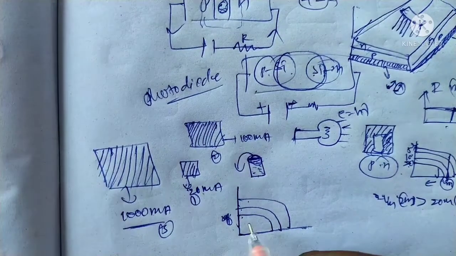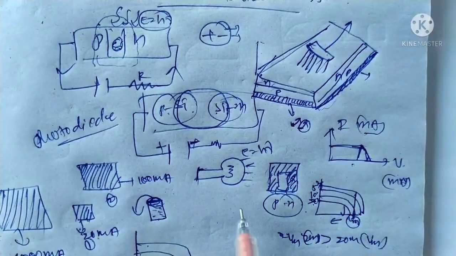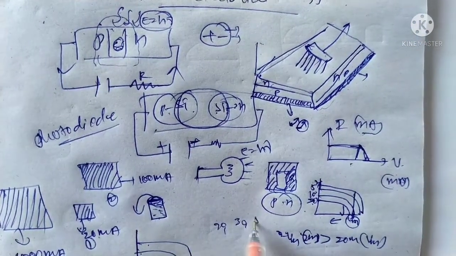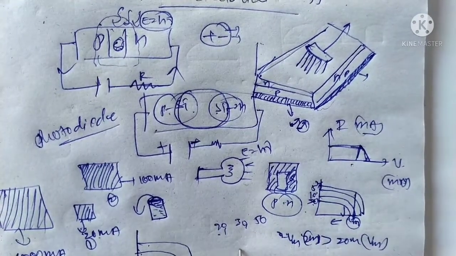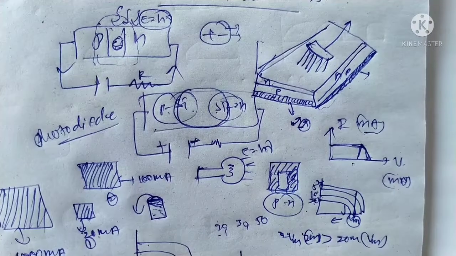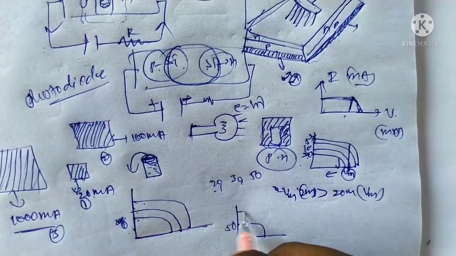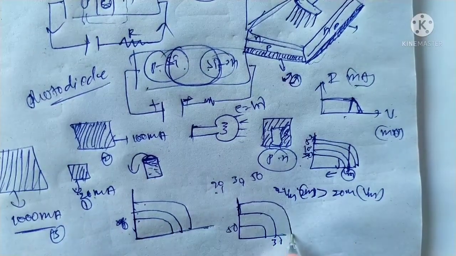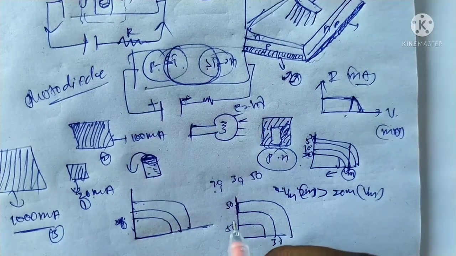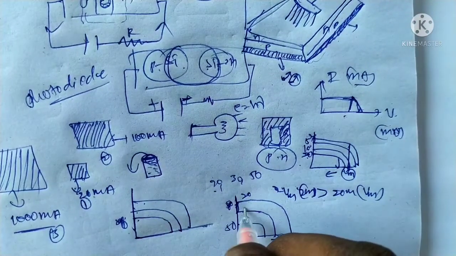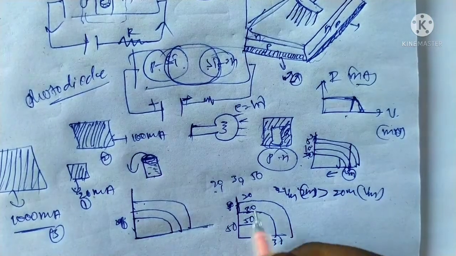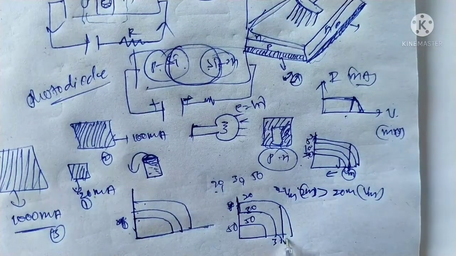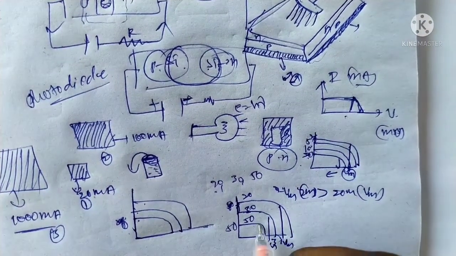The same phenomenon appears in the case of distance. Suppose the distance is 20 meters, 30 meters, or 50 meters. As the distance changes, the efficiency changes, and the maximum voltage is different in each case.